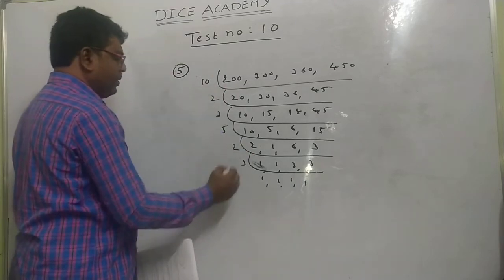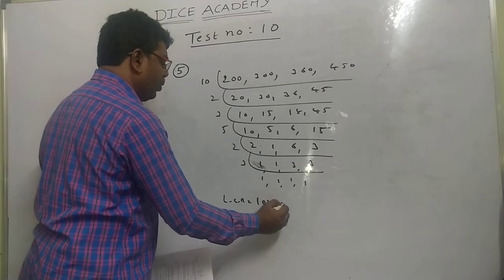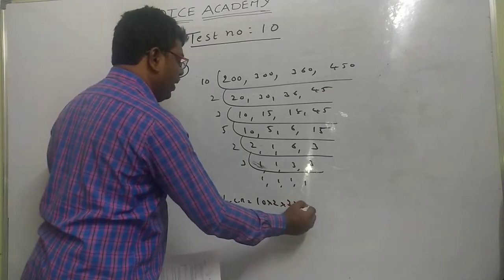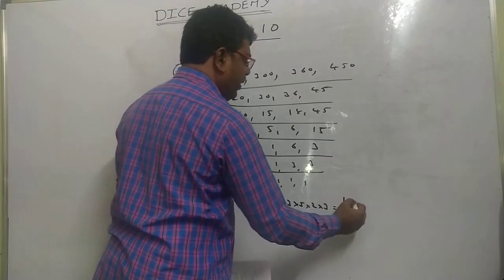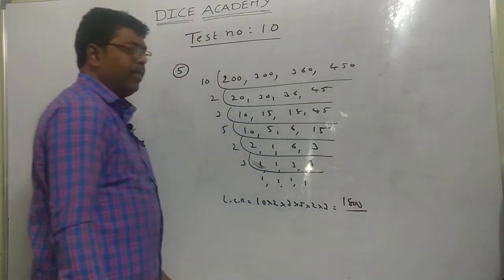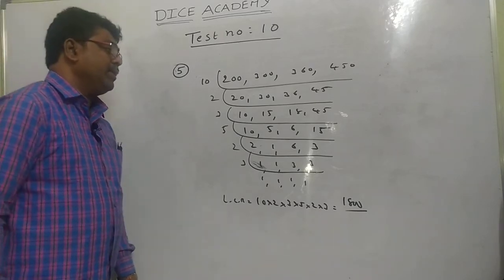LCM of all these numbers, LCM is equal to 10 into 2 into 3 into 5 into 2 into 3. The value becomes 1800, which is the required answer. 1800 is the required value. This is the fifth problem, how to find LCM.